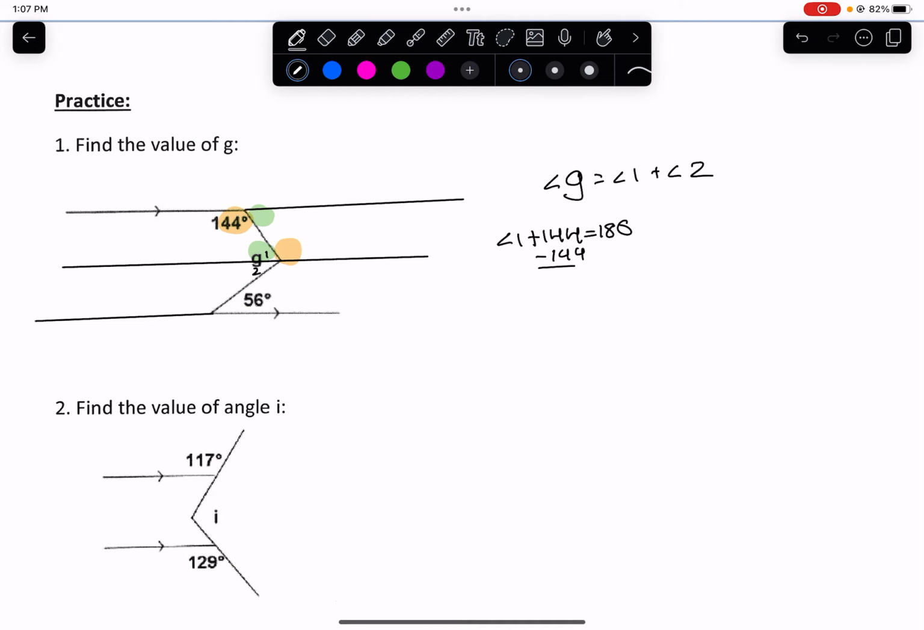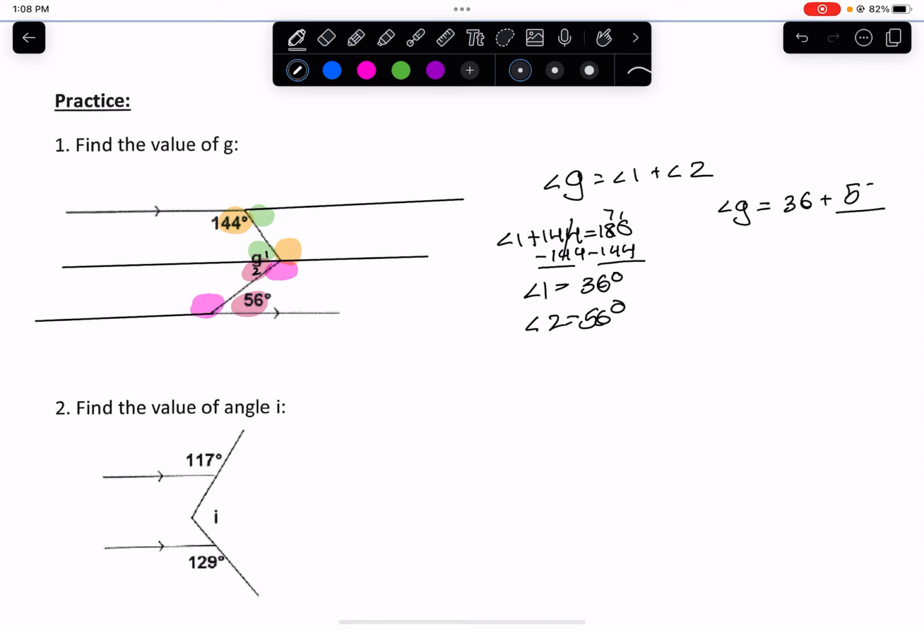So I'm solving for angle 1 first. So I get 36. So I can fill that in here. So I still have to figure out what angle 2 is. So now I'm going to go down to the bottom. So here I can see that angle 2 is equal to 56 degrees because they are the same color. So I add these two together. 92 degrees. That is the measurement of angle G.